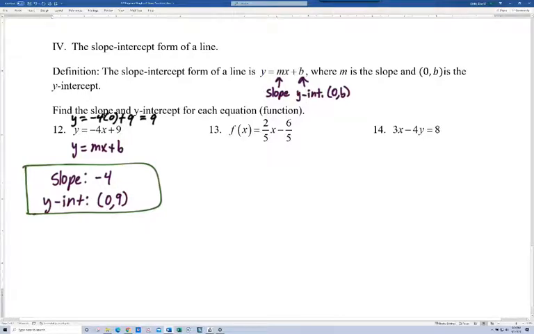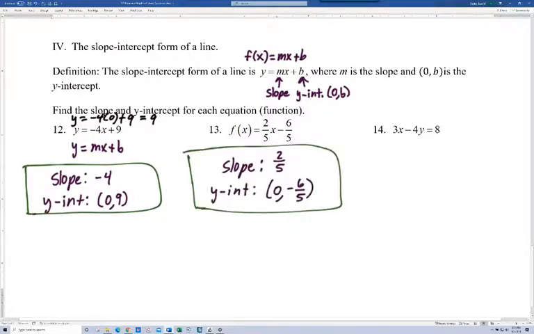All right, so you should go ahead and try 13. The only difference there is it's in function notation. Remember, f of x is just another name for y. And number 14, you're going to have to solve for y first. All right, so let's see how you did. So this is the function form of our linear function. In this case here, you can see our slope is 2/5, and our y-intercept is (0, -5).